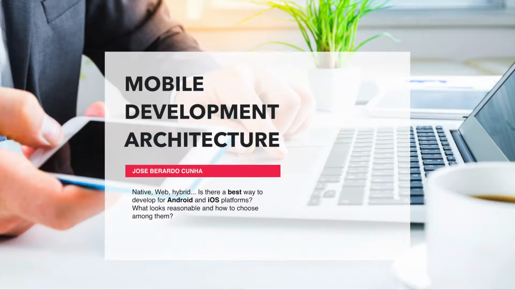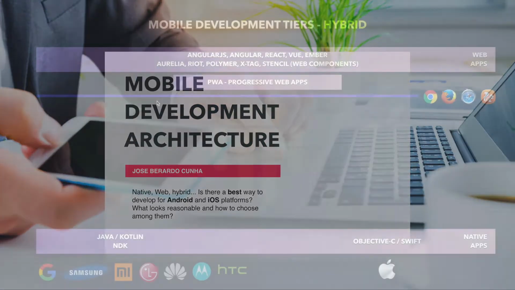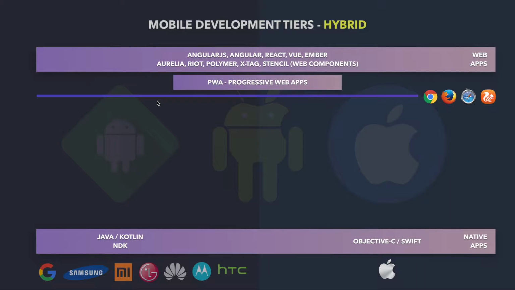Now it's time to have a brief overview about hybrid apps. Let's review our diagram over mobile development tiers. We started covering the native apps tier, and you can see there are two specific sides, Android and iOS. And then we decided to go to the other side of the spectrum and discuss web apps. And we introduced a way to develop for the middle ground, something in between Android and iOS.